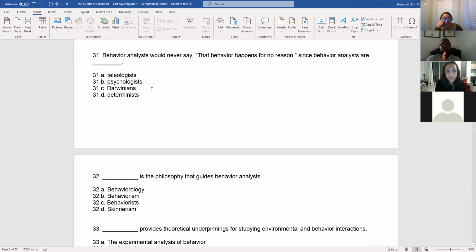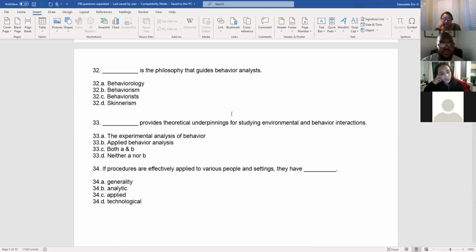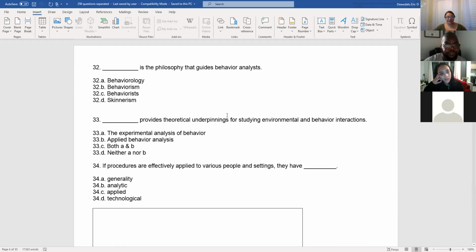Behavior analysts would never say the behavior happens for no reason, since behavior analysts are determinists. Yeah, determinism, number 31. But yeah, it's like the first one we learned. I said that's like one of the first things we learn. Yeah, determinist, that's our motto. That is the philosophy that guides behavior analysts.